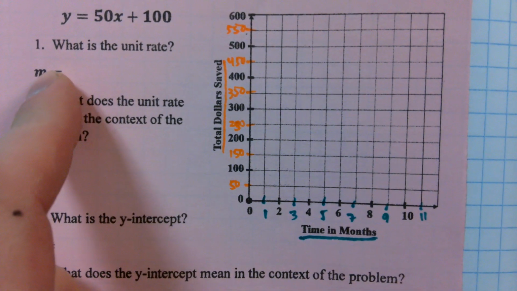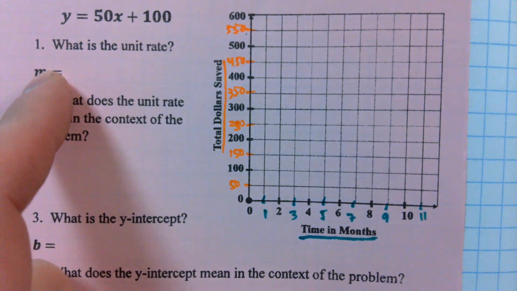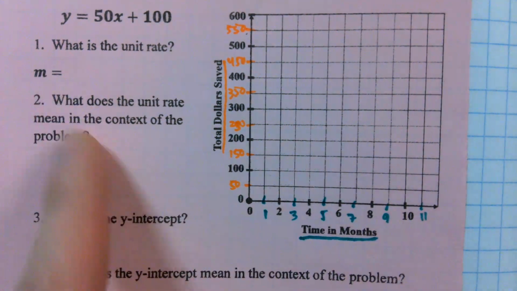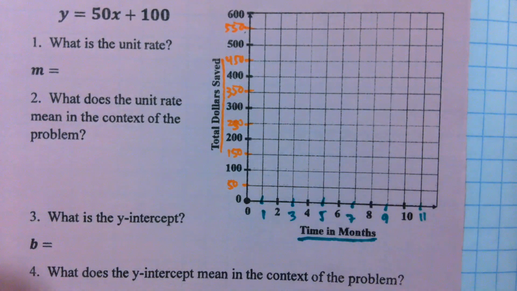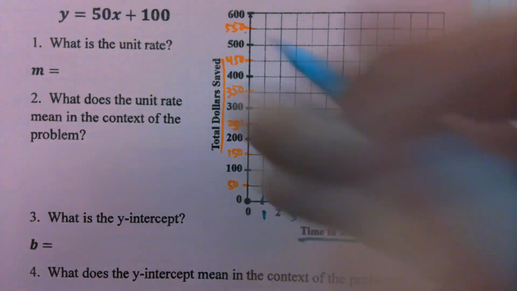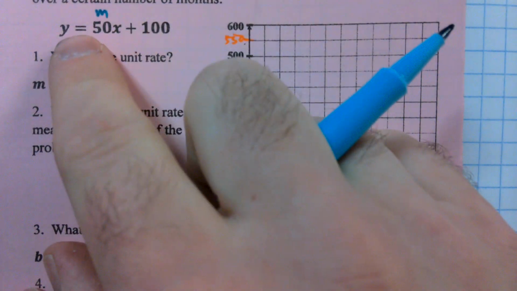So, as the number of months goes on, the number of total dollars saved is going to increase. It's going to go up, right? So what is my M? What is my unit rate here? 50. Okay, as we know, M goes in front of X. I see in my equation that 50 is in front of X, so my M is 50.